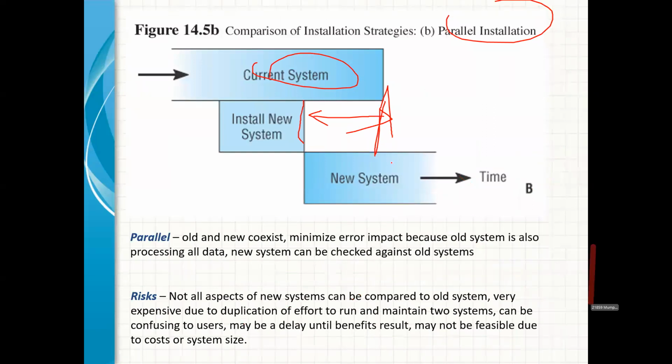The second one is the parallel installation, or parallel approach. So what happens? We are using our old system up to here, and from here we start installing a new system. We finish installing the new system at this point. See what happens: for some time, both the new system and the old system are still in use.